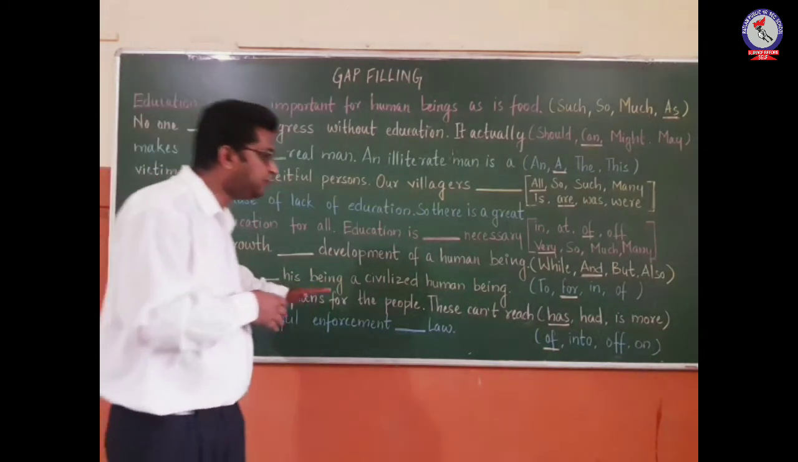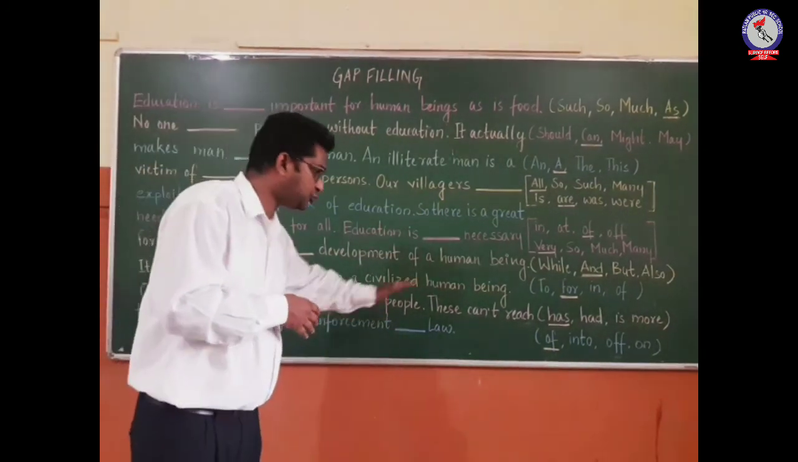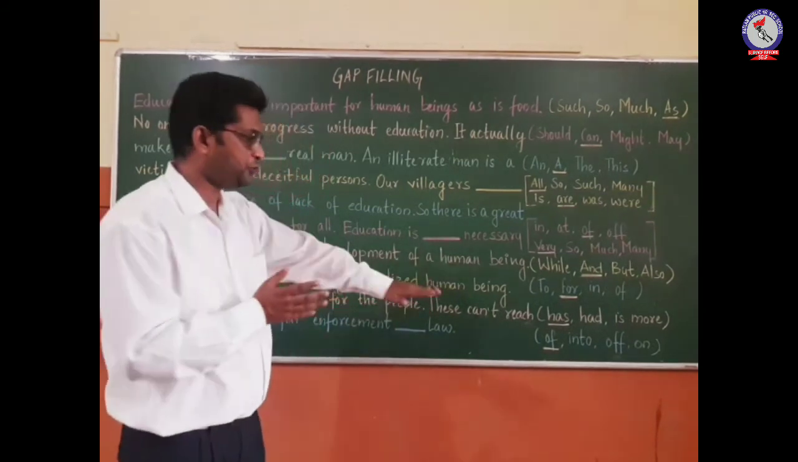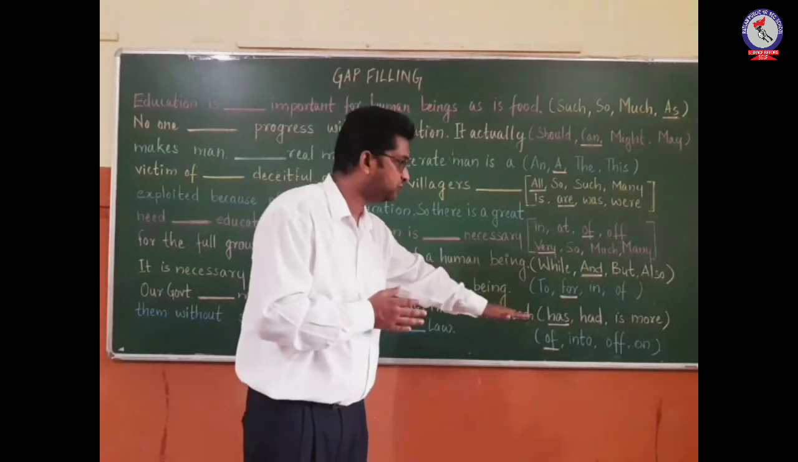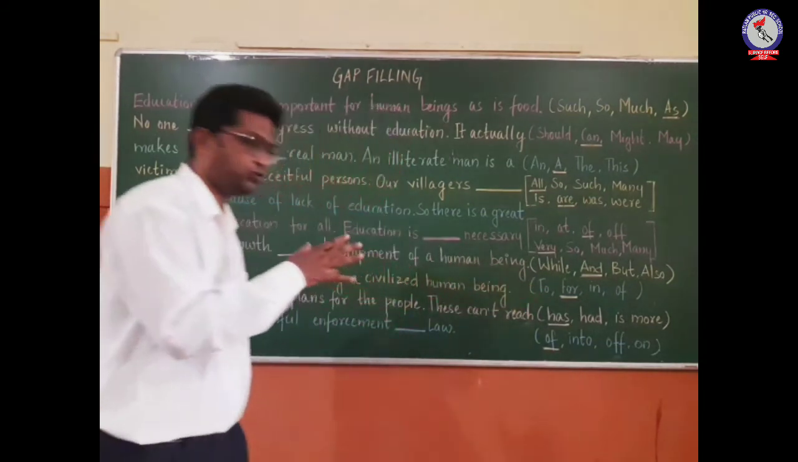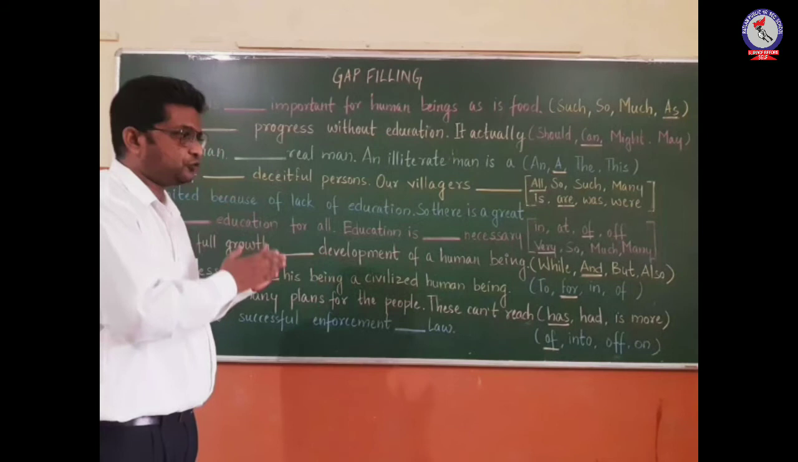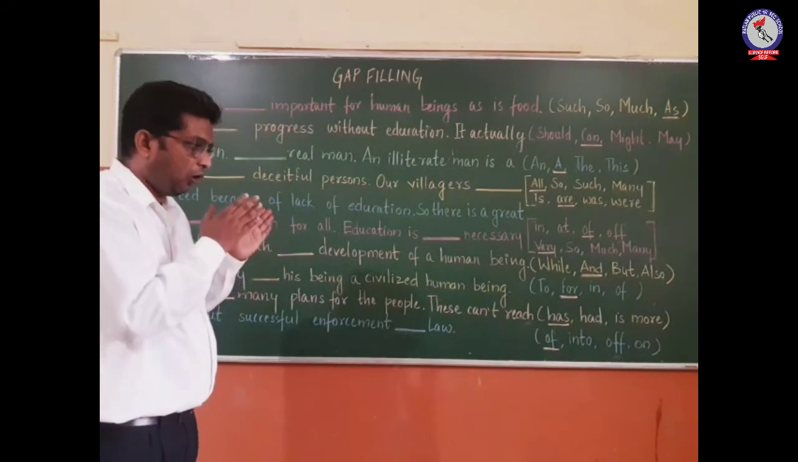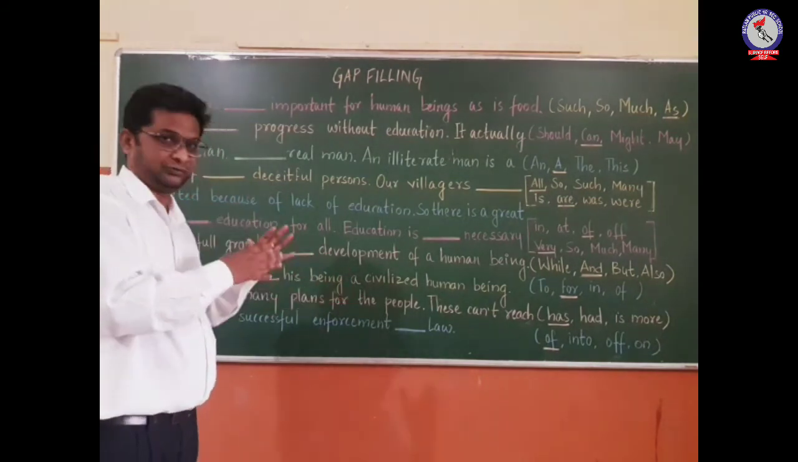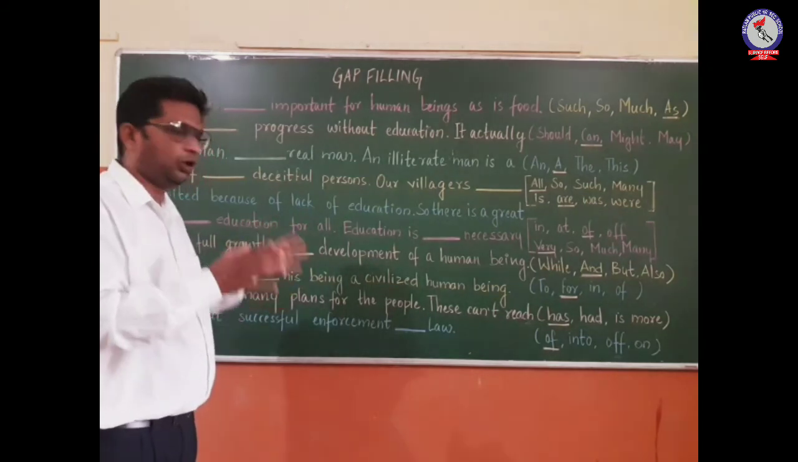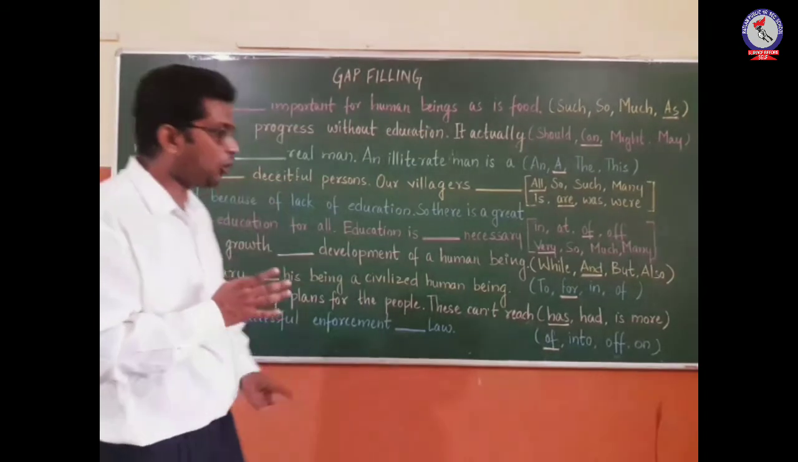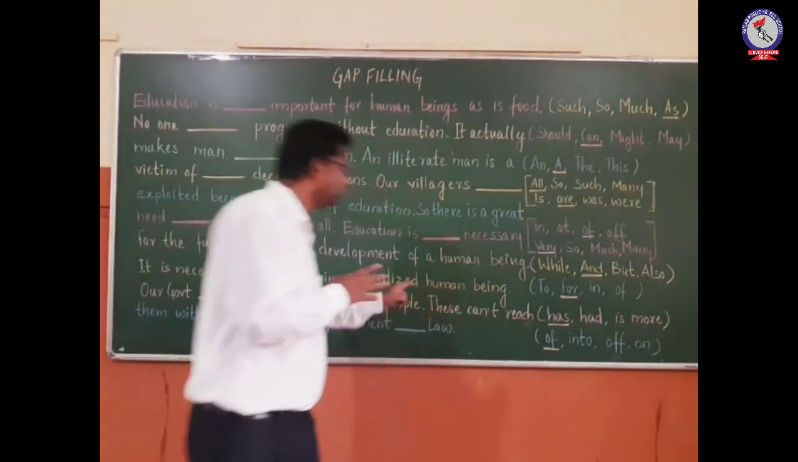Successful enforcement dash law. You see here the options: of, into, on. All the prepositions are given. Enforcement into law, no, that's wrong. On, no. So the right option will be of. Enforcement of law.